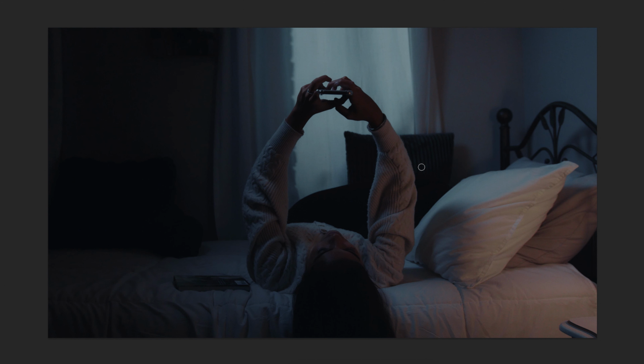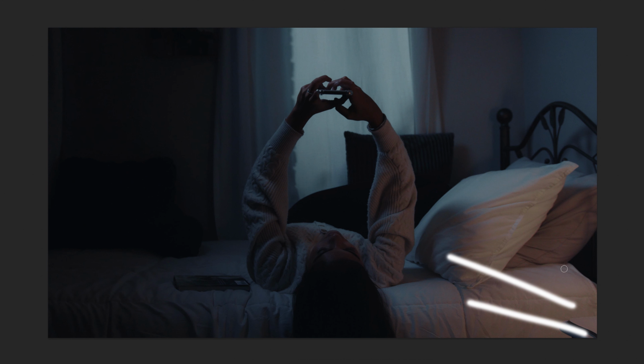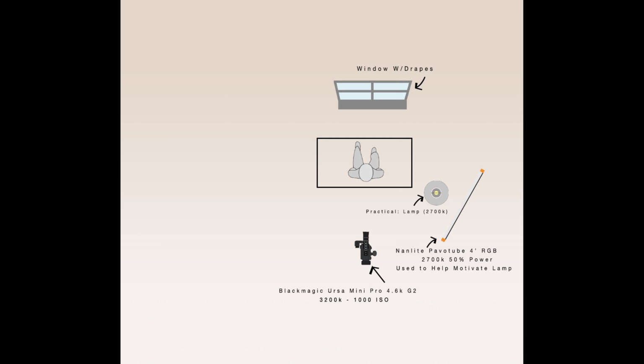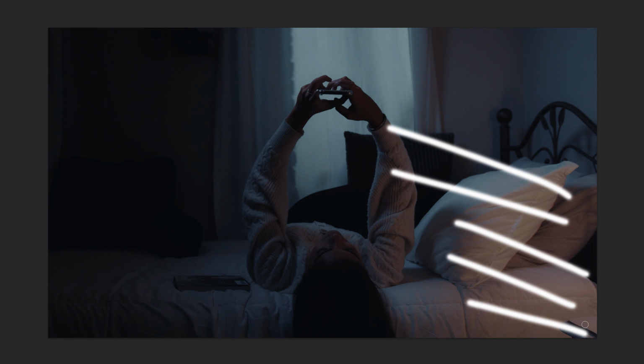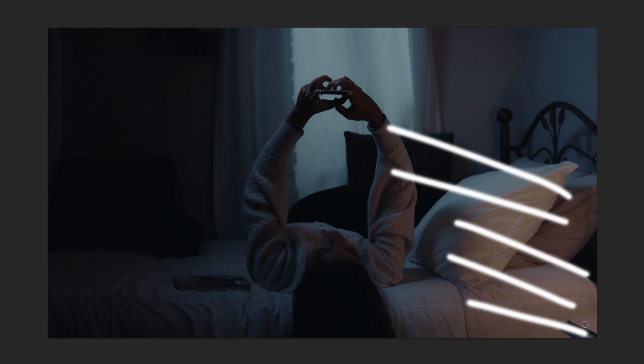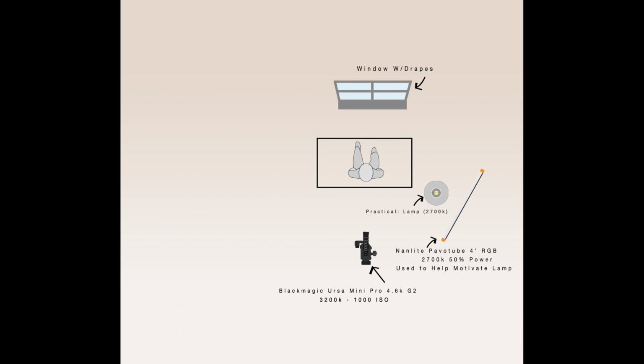Alright, so the first scene here is my girlfriend looking at her phone while laying down on her bed at night. It's a medium shot, kind of center framed on her. One of the first things we will notice here is the bottom right corner is getting a lot of illumination, a lot of light. That is simply due to two different lighting sources. The first is a lamp on the table that's used as a practical, and the next thing helping motivate that light is a Nanlite Pavo tube, which is a 4-foot RGB light set to 2700 Kelvin, and that is helping motivate the lamp here, which is giving off that illumination on this side right here.